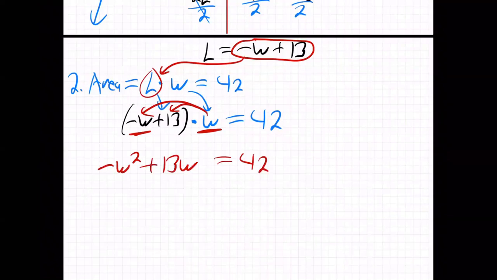All right. Here we are to this point. So I just took that w and distributed through, I just multiplied times both of these. I got minus w squared plus 13w. Okay. Now we have a w squared. So what do we do at this point? A lot of steps here.